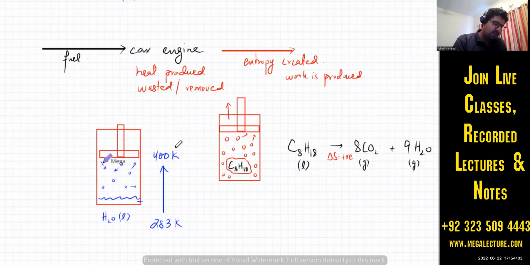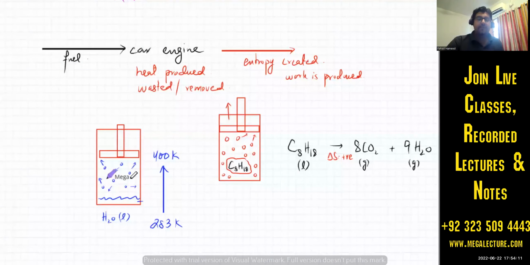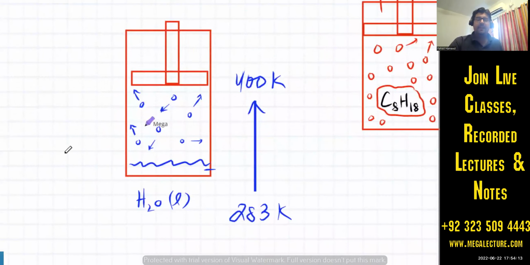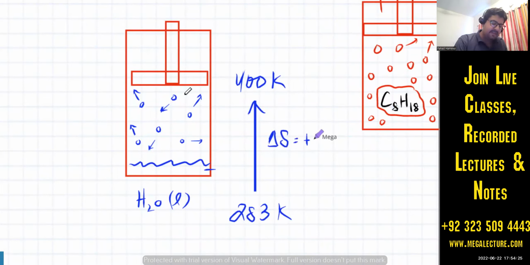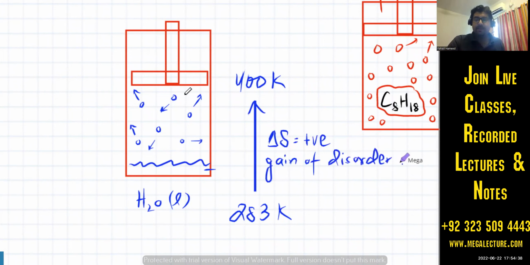Those water molecules, which are now in gaseous state, are going to create a lot of disorder. A lot of gas molecules will be created, and those gas molecules are going to produce a lot of disorder. So that means delta S is positive. That means there's a gain of disorder, or gain of entropy, that's happening. So there's a lot of gain of disorder.